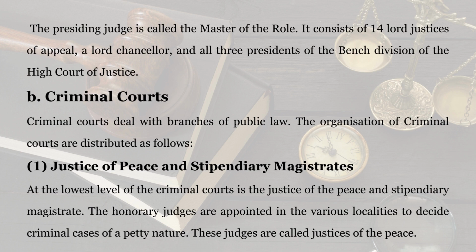B. Criminal Courts. Criminal courts deal with branches of public law. The organization of criminal courts is distributed as follows. 1. Justice of Peace and Stipendiary Magistrates. At the lowest level of the criminal courts is the Justice of the Peace and Stipendiary Magistrate. The honorary judges are appointed in the various localities to decide criminal cases of a petty nature. These judges are called Justices of the Peace.